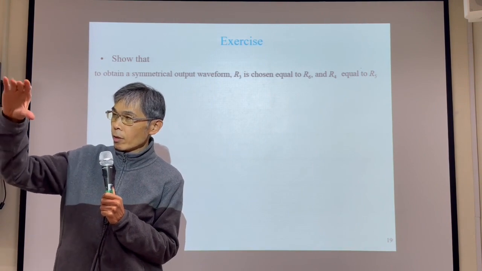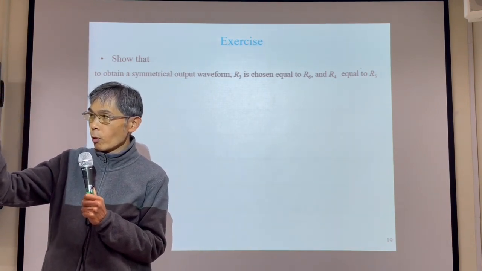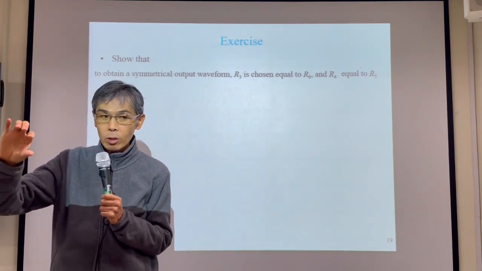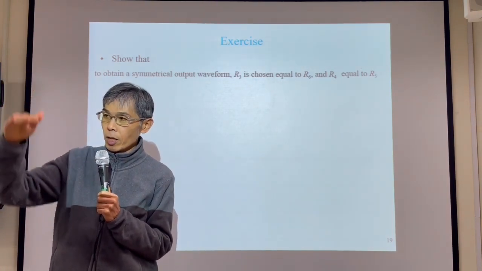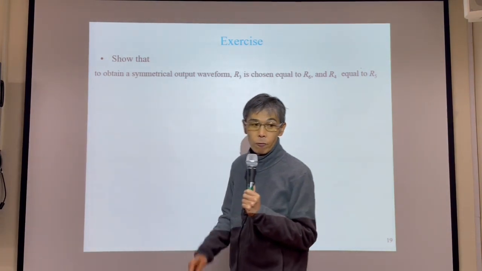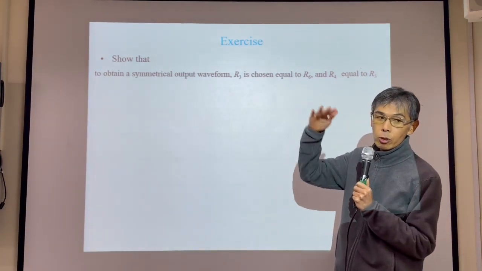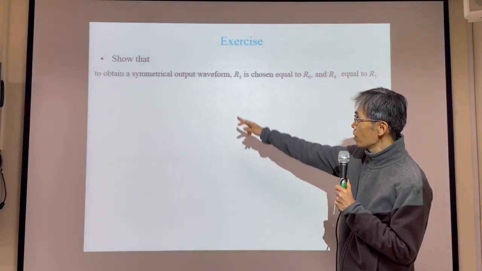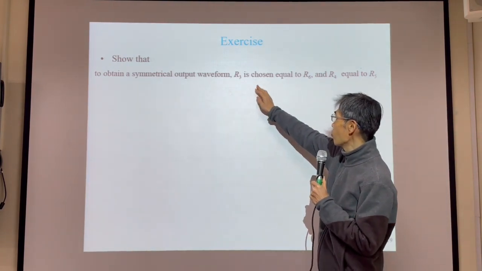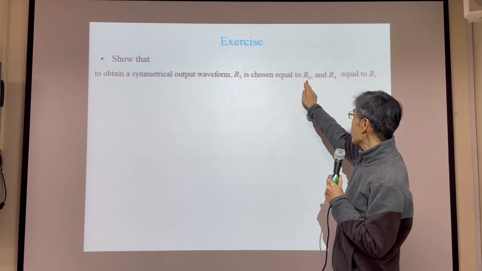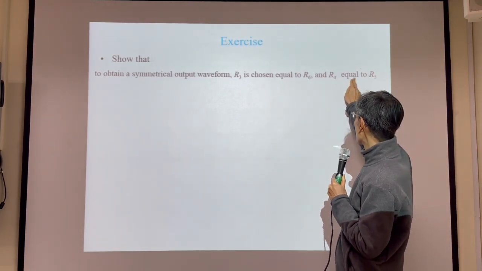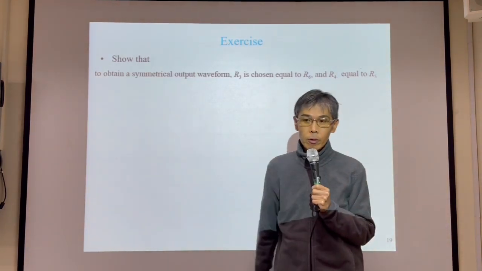So you got 2 values, but you want them to be symmetrical, meaning they have the same magnitude in positive and negative. In order for VO to have a symmetrical output, prove R3 should be equal to R6 and R4 should be equal to R5. Okay.